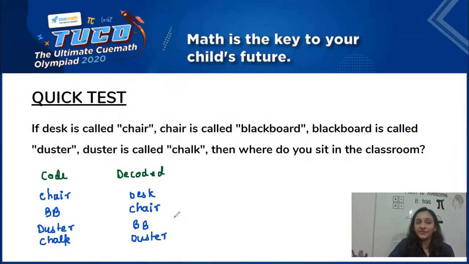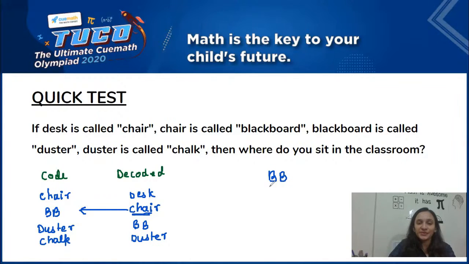So you always have to answer your questions looking at the decoded words. When they ask where do you sit in the classroom, we sit on the chair. But how has that chair been coded? The code for chair is not chair itself, but the word blackboard. So the answer to this question would be blackboard. That is, we sit on a blackboard because the code for chair is blackboard. So whenever you say blackboard, it doesn't really mean blackboard, but it means chair as per this question. So this is how you solve these types of problems.